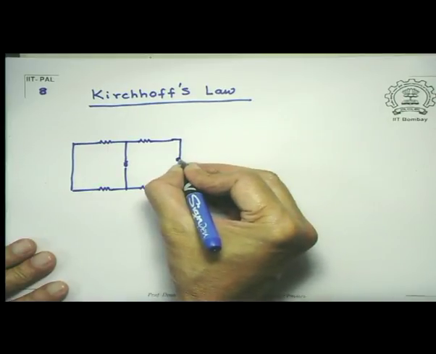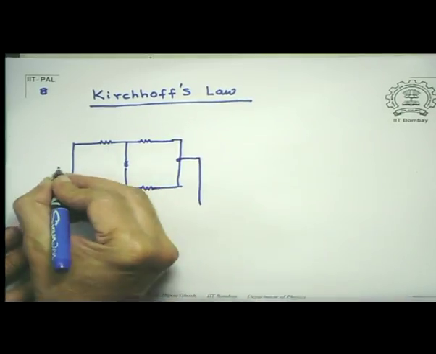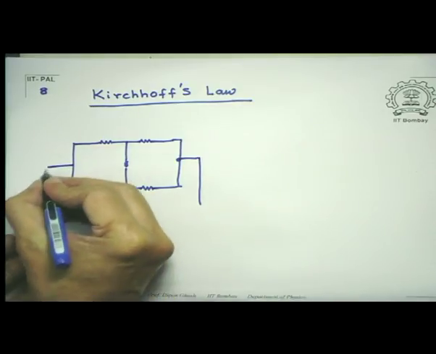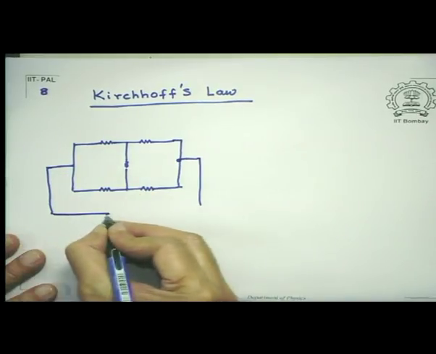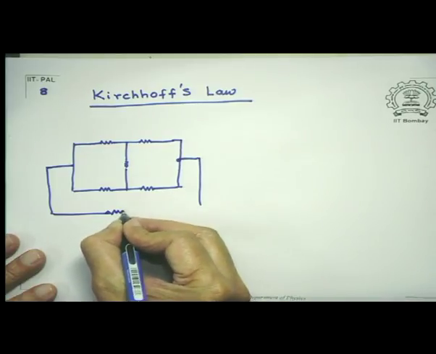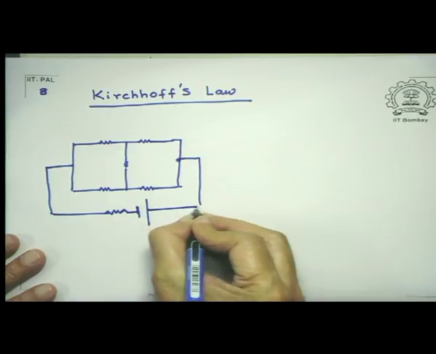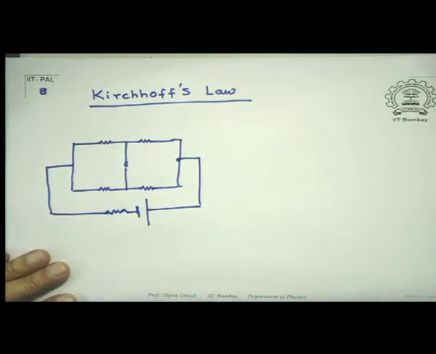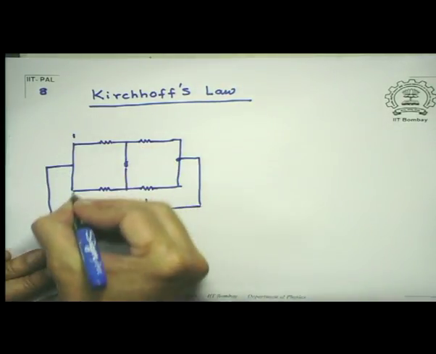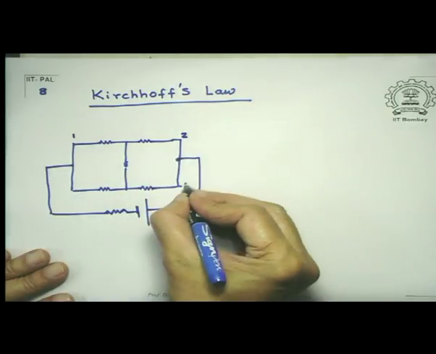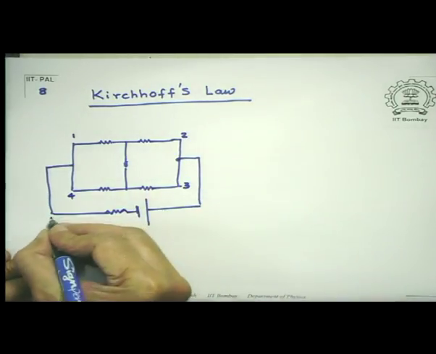This is a circuit which you can solve by other methods, but I am just using it for the purpose of illustration so that you can see what is actually happening there. So let us call these points 1, 2, 3, 4, 5, 6.